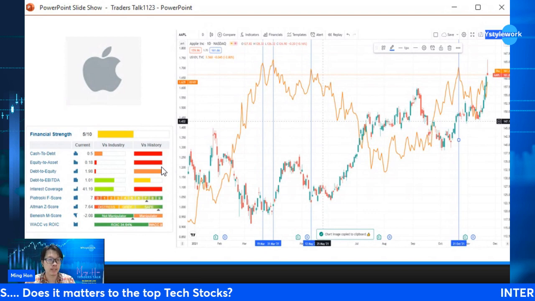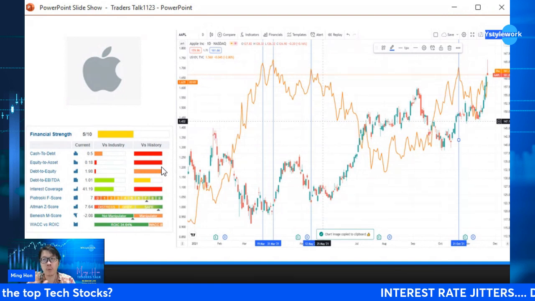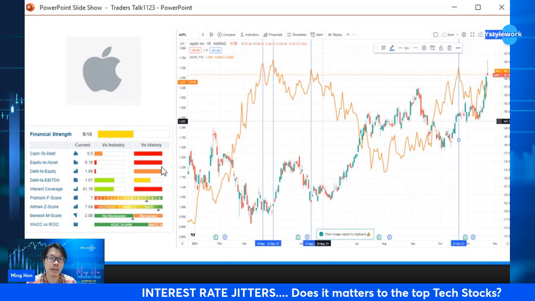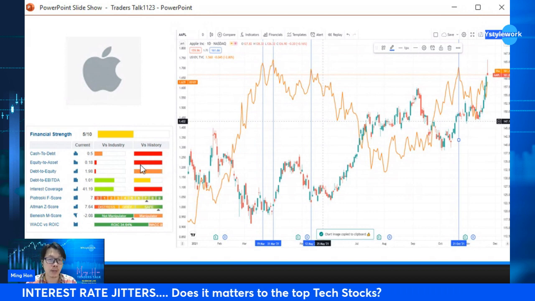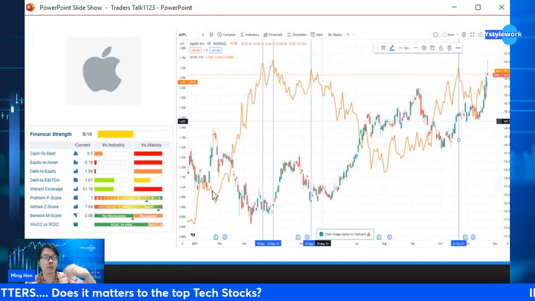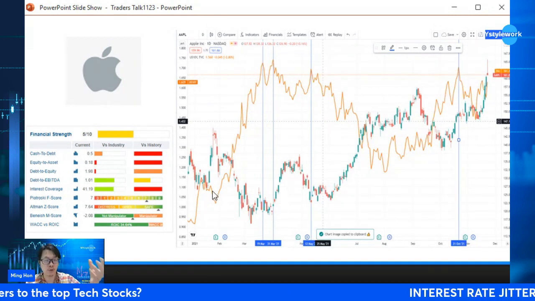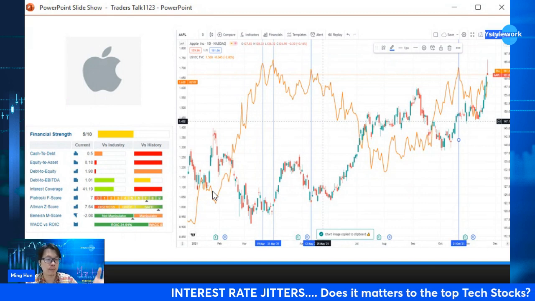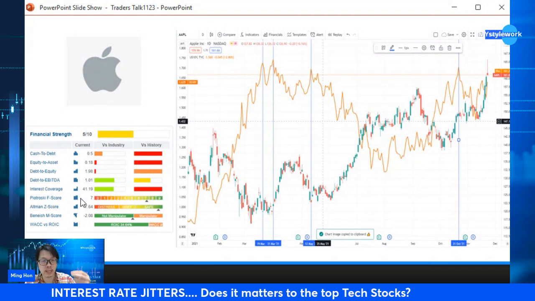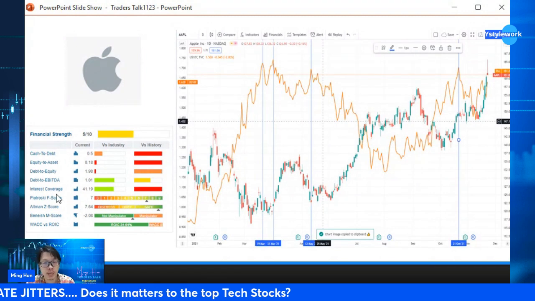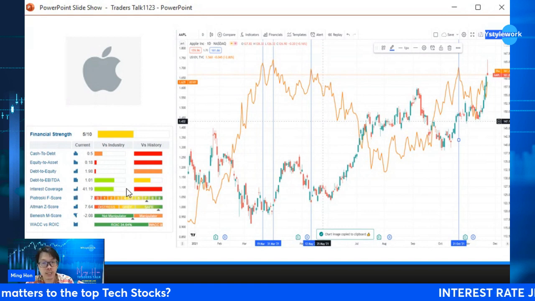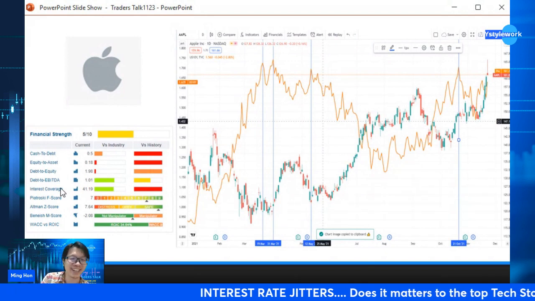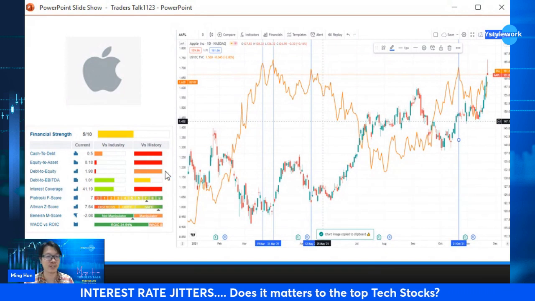Temporary impact, yes. That's why it depends on whether you are a trader or an investor. If you are a long-term investor, technically you don't have to worry about these kind of things, because the company continues to generate earnings, and they have a growth rate of 20%, 30%. If you have a growth rate of 20 to 30%, what is the interest element to you? Apple interest coverage here is 41 times.